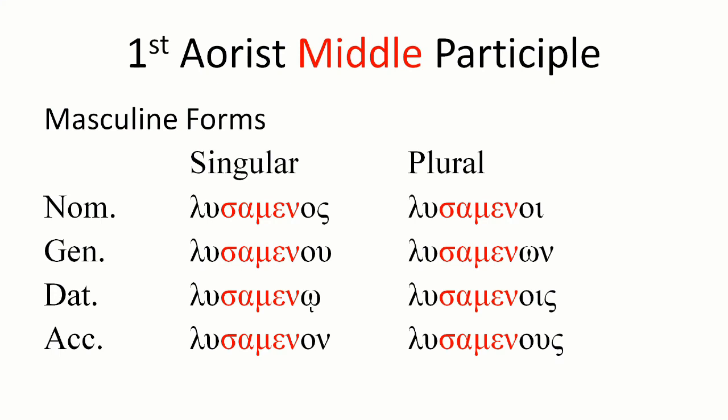Again, we're going to add a sigma to the end of that verb stem. The theme vowel for the connector part is alpha. So you have lusamen. And then the endings are the same as before. With the present, the endings are the same. Lusamenos, lusamenu, lusameno, iota subscript in the dative, and lusamenon, accusative. Then plurals, lusamenoi, lusamenon, lusamenois, lusamenus.